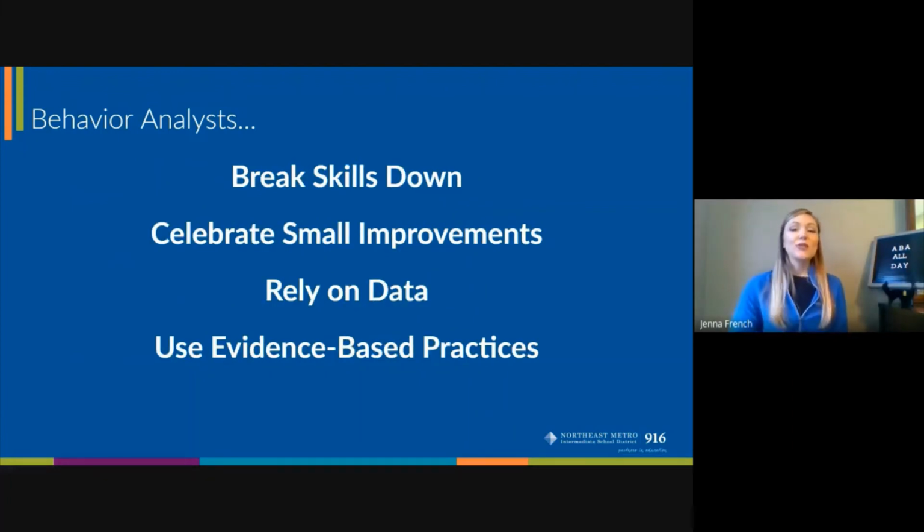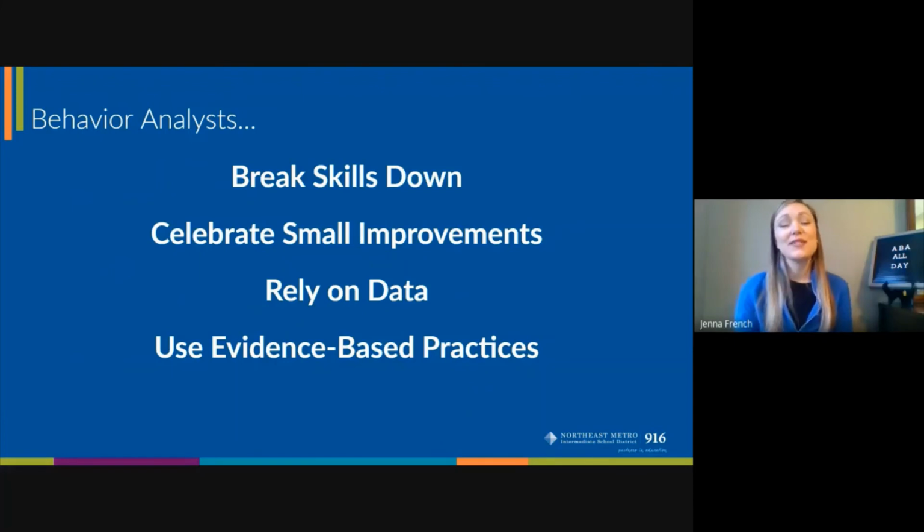Behavior analysts also break skills down. So a lot of times our ultimate goal for students or clients or individuals, it takes a lot of steps in order to get there. And so behavior analysts are able to break those skills down into smaller, more discrete steps that then the individual can start putting together and building upon in order to achieve that end behavior goal.